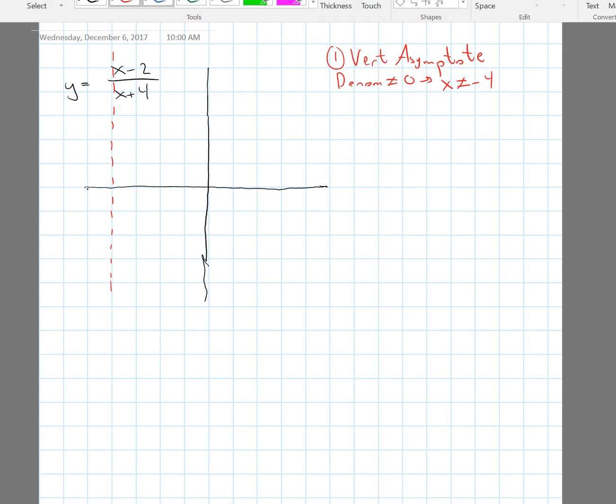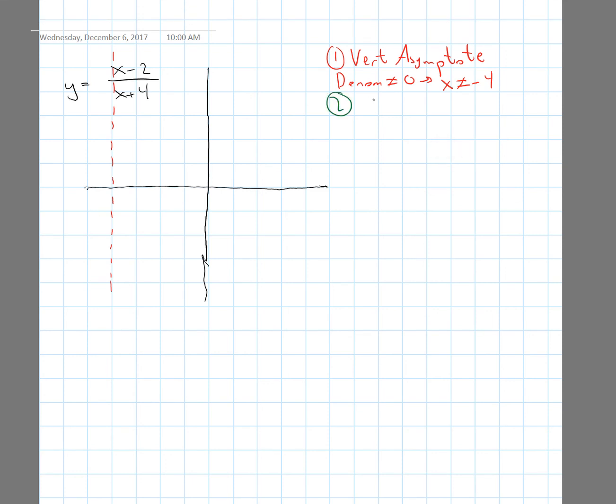What I want us to think about now is kind of strange. Actually, something we should also think about while we're talking about it, I'm going to run out of colors, is first, the second thing we would do would be to find the x-intercept.